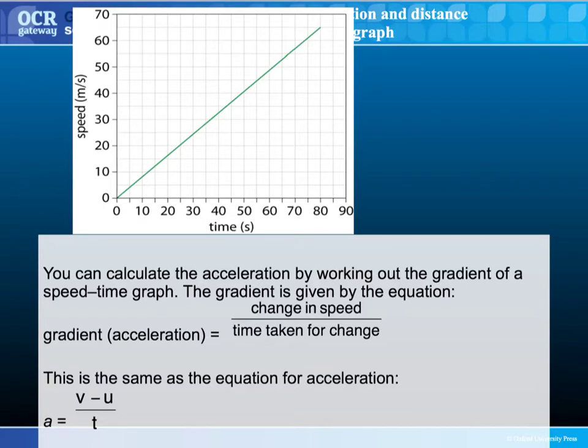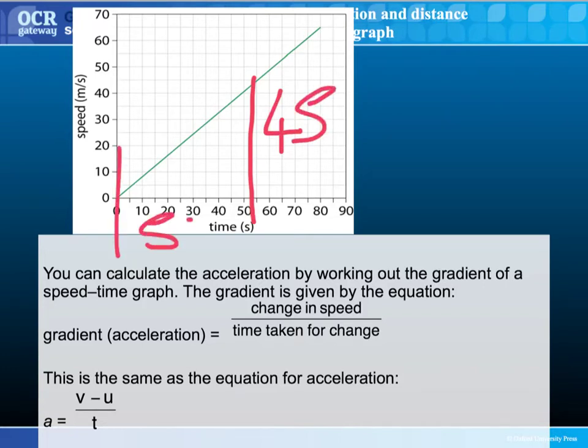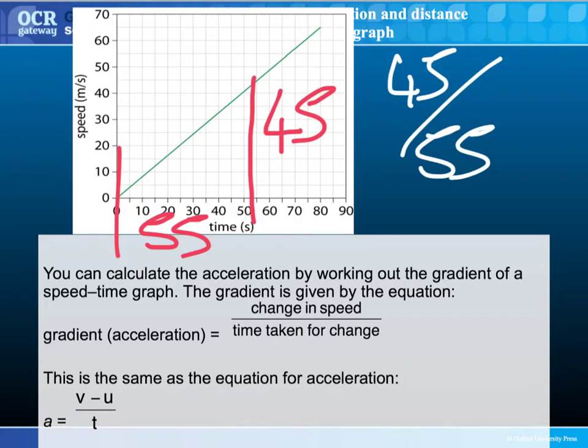If you want to work out acceleration here, we need to work out the gradient or the steepness of the line. If you remember, you do this by constructing a triangle. You need the triangle's height, which in this case is 45, and the triangle's base, which in this case is 55. So if we're going to do change in speed divided by time, what we can see here is the gradient of this line gives us the rate of acceleration, which is 0.81 meters per second squared.